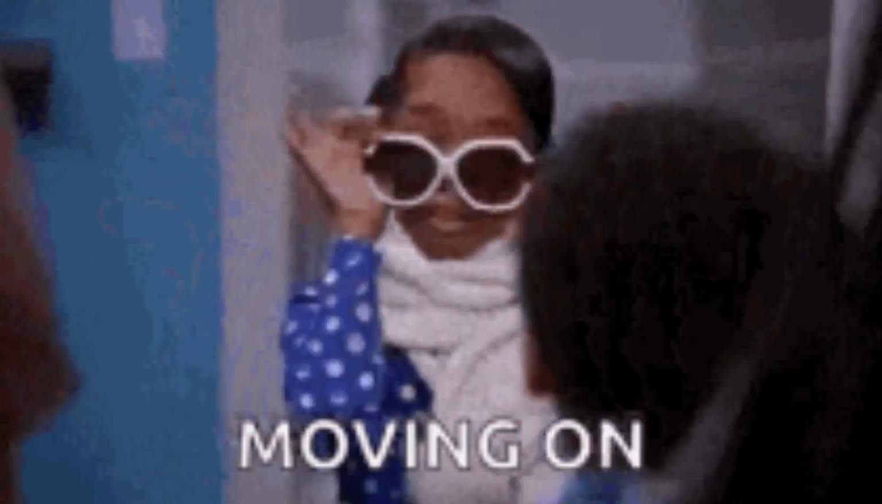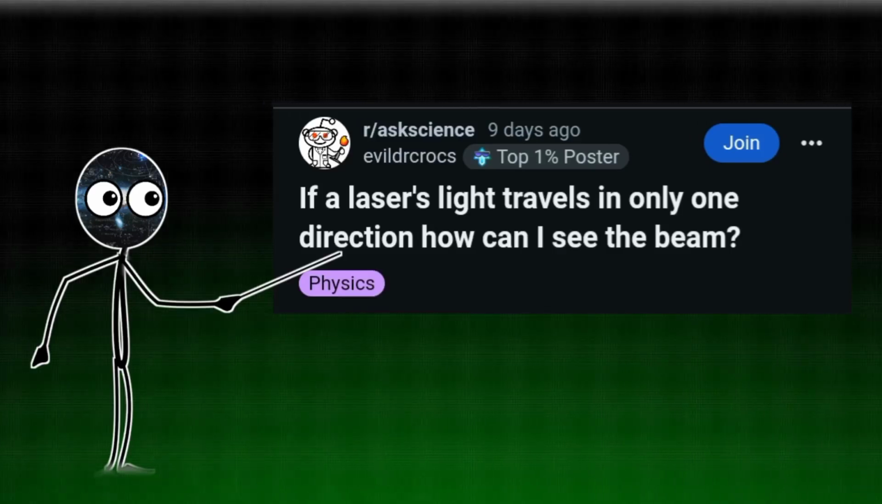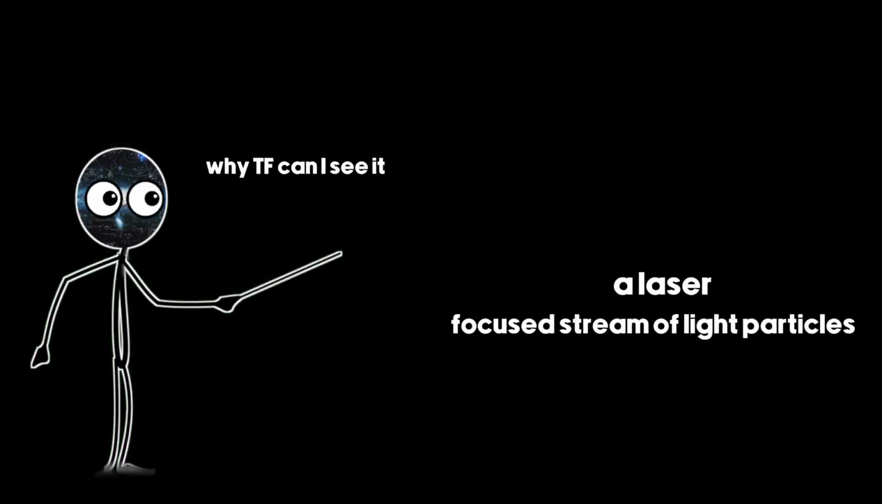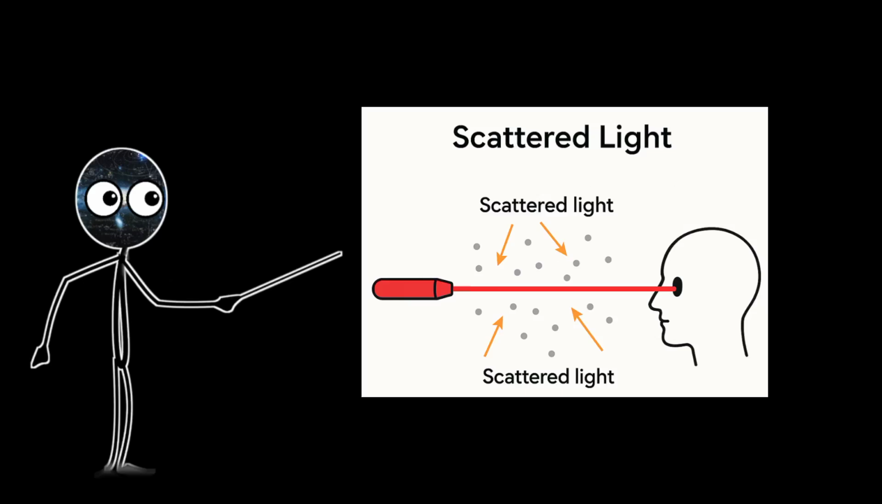Moving on, this person asked on Reddit, if a laser's light only travels in one direction, then how can I see the beam? This is actually a very nice question, because a laser beam is supposed to be a focused stream of light, so how exactly can you see it? Well, the answer is simple. You see the beam only when some of that light gets scattered into your eye.